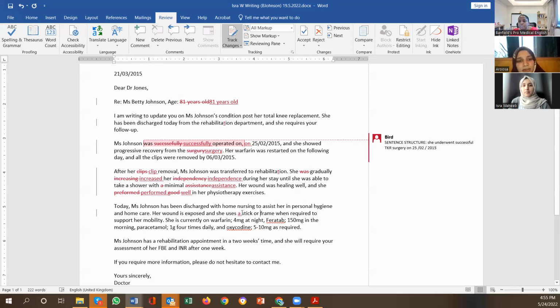I'm asking about the previous paragraph. Because it's done and dusted, it's now where she is now. Her wound is exposed and she uses a stick or frame when required to support her mobility. She's currently on warfarin, Ferritab, paracetamol, oxycodone, and you gave the doses. Good. Ms. Johnson has a rehabilitation appointment in 2 weeks' time, and she'll require assessment after 1 week. If you require more information, please don't hesitate to contact me.